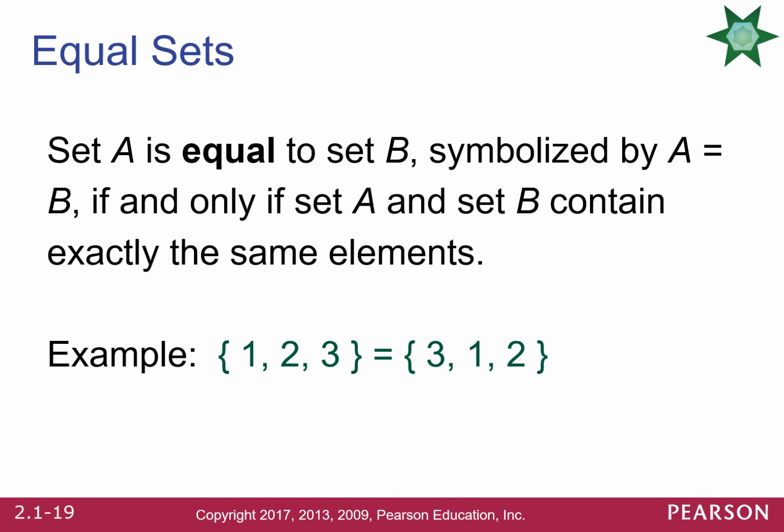So here's an example. We have two sets in roster form here. First one is 1, 2, and 3. The other one is 3, 1, and 2. All the elements of set 1 are also there in set 2, correct? So that makes both the sets equal.